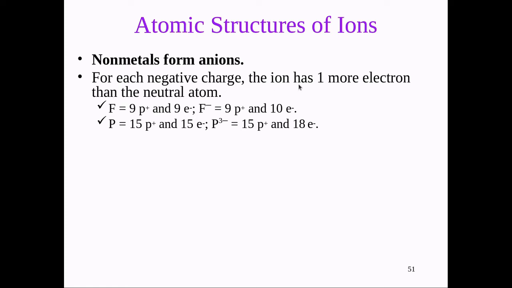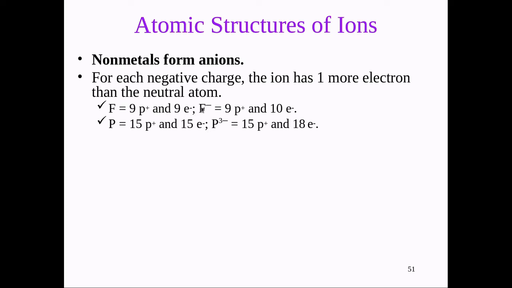For each negative charge, the ion has one more electron than the neutral atom. So for instance, neutral fluorine has 9 protons and 9 electrons, but an F minus is going to have 9 protons, which is the same, and an additional electron, 10 electrons. Phosphorus, as a neutral species, is going to have 15 protons and 15 electrons. When it forms a P3 minus, it's going to have 3 more electrons.